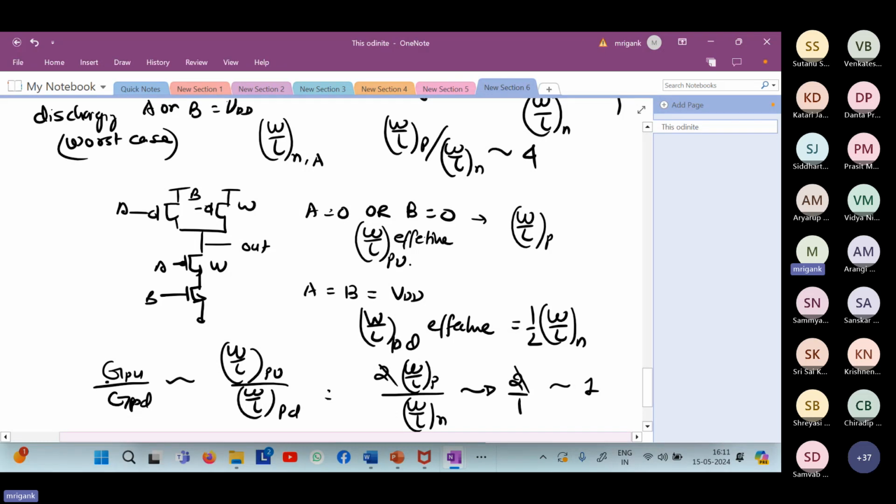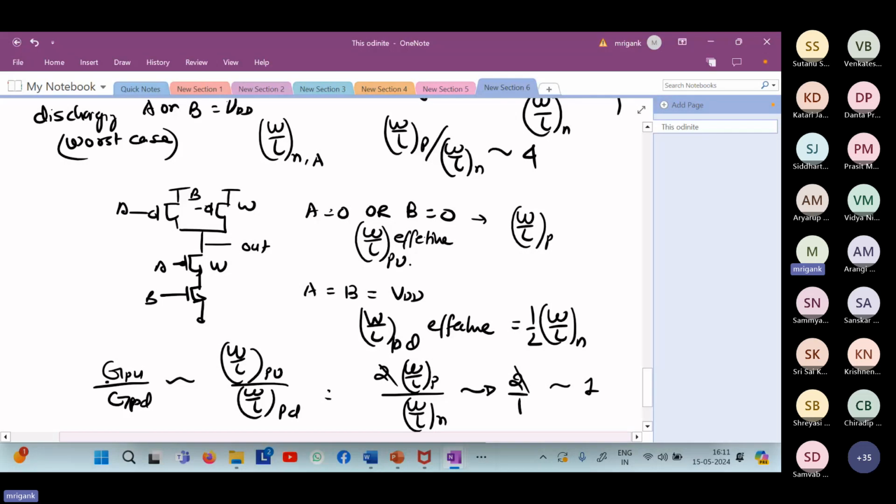Because in this case, the NMOS is anyway in series. Worst case scenario, two NMOSs are coming in series. Conductance is half. Therefore, effectively, the W by L effective of the NMOS network, or the pull down network, is W by 2. Whereas for the worst case scenario, the pull up network W by L is given by only one of A or B, and that will be W. So therefore, W and W by 2.